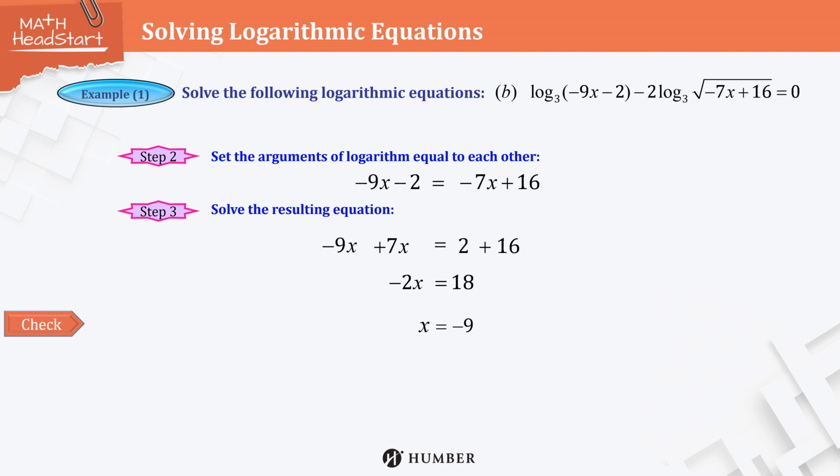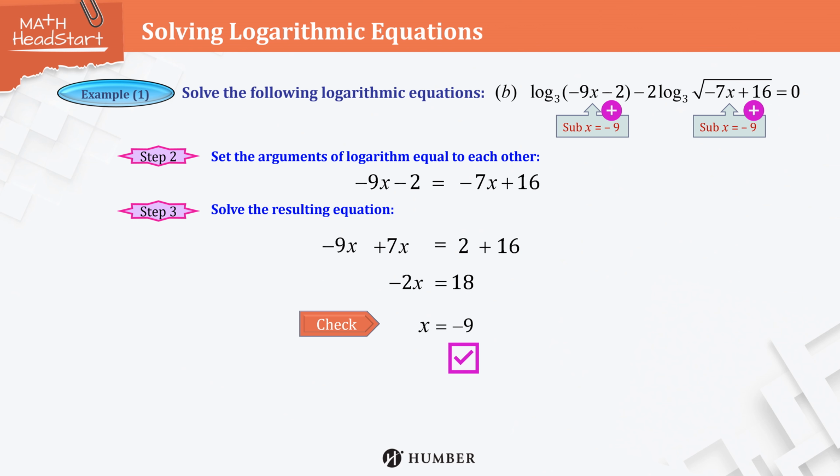Let's now check the solution using our original equation. We can do this by substituting the solution -9 into each x. We can see the arguments of the logarithms are both positive and -9 satisfies the equation. Therefore, the solution is -9.